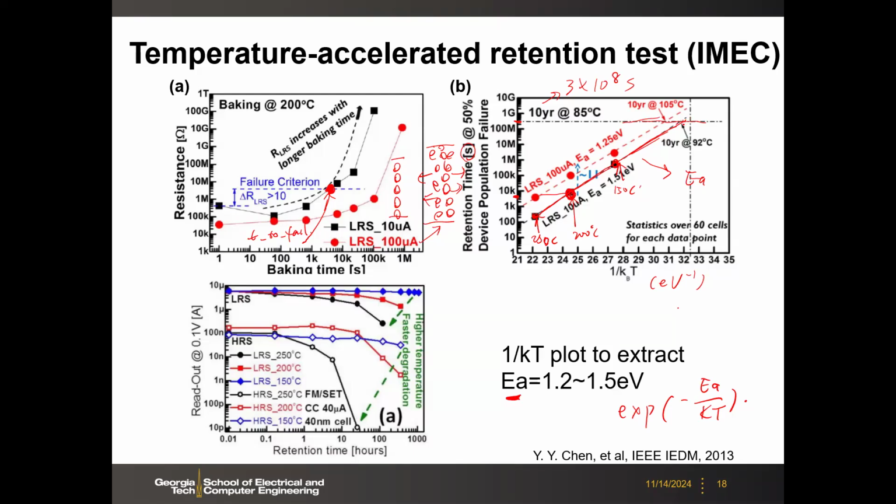And then you look at the cross, the intersection here. For example, here, it says that if you have this weaker filament, then at 10-year lifetime, you can get the temperature like 92 degree. That means if you bake the device at 92 degree, it can have 10-year lifetime in this case.